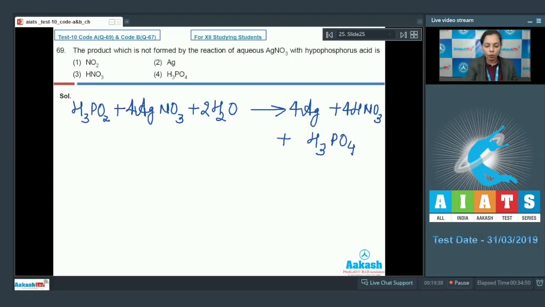Now let's check the products given here in the options. NO2. You cannot find NO2 here. It means NO2 is not formed. But Ag is formed, HNO3 is also formed, and H3PO4 is also formed. It means the correct option that is showing the product that's not formed during the reaction of aqueous AgNO3 with hypophosphorus acid is option 1. Let's take the next question.